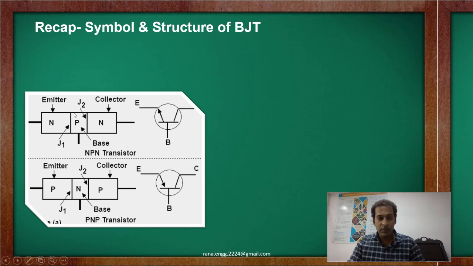In this structure, one more thing we have to remember is the junctions. We have two junctions here. One is J1, another one is J2. Junction 1 is also called the emitter base junction, or simply EB junction. What is a junction? A junction is the border which separates P type and N type. For the left side, this N and P have one border. It is called junction 1, or the emitter base junction, because it is connected with emitter and base.